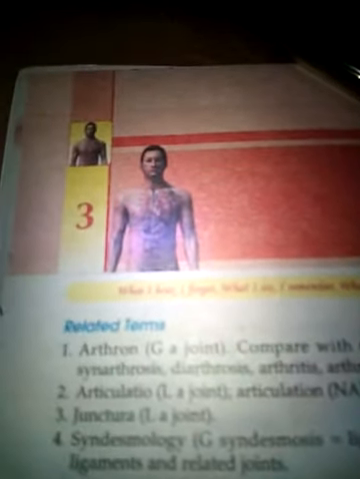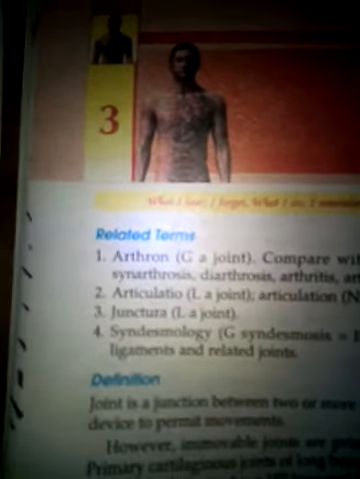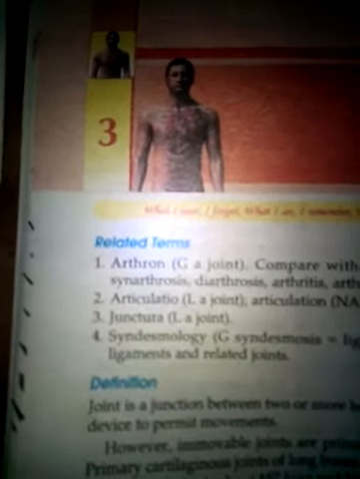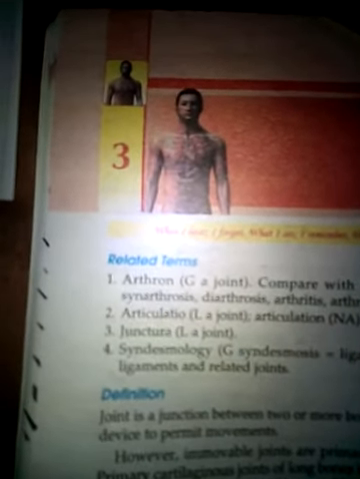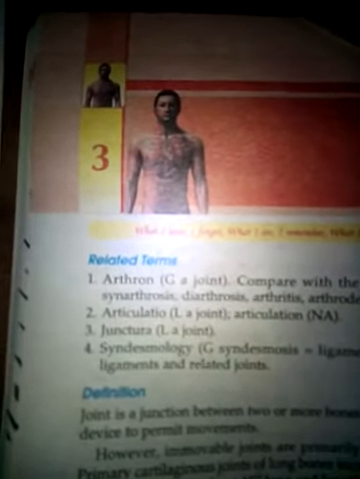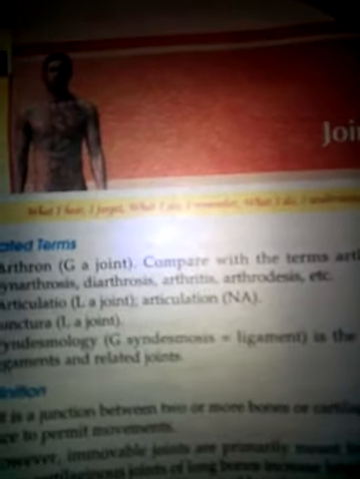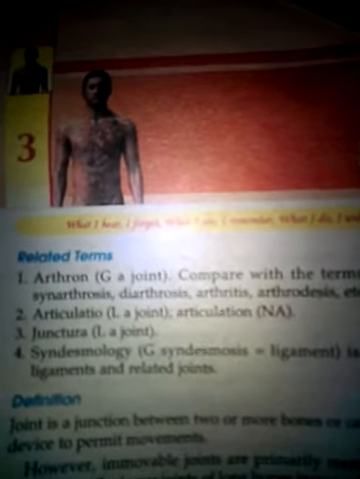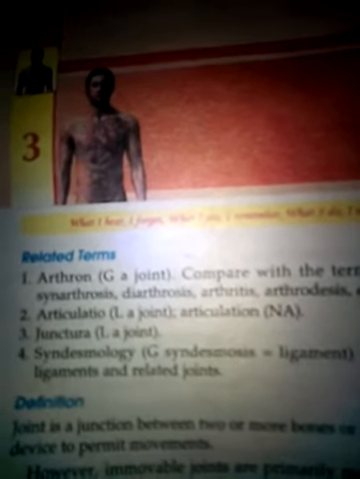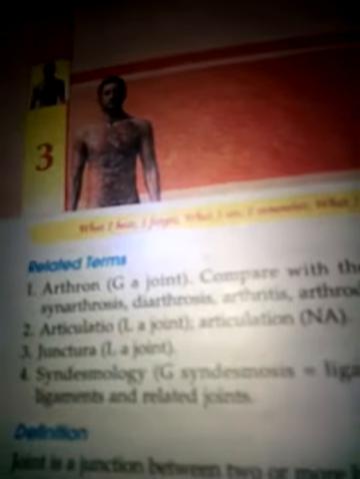Its meaning is joint. Likewise, articulatio, another Latin word for joint. Then junctura, another Latin word for joint. Then the key term is syndesmology. Syndesmology means study of ligaments and related joints. Word to word meaning of syndesmosis is ligament. So these are the key terms.